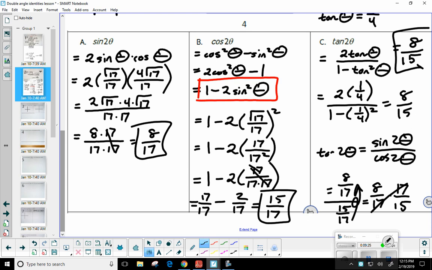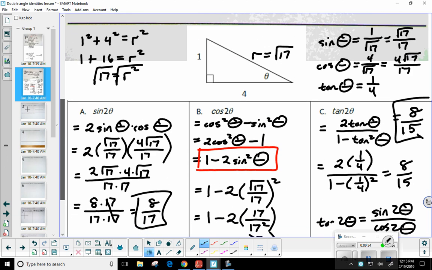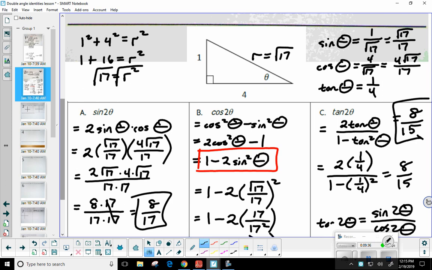Okay. So let's see here. Now let's go ahead and pick up where we finished yesterday. We had this triangle right here. Okay. We had this triangle with legs of 1 and 4. We found that the radius was going to be the square root of 17.